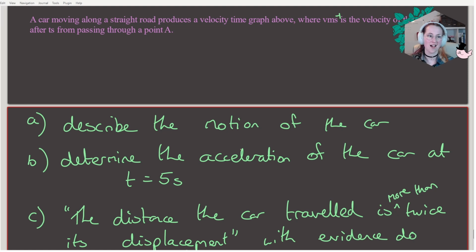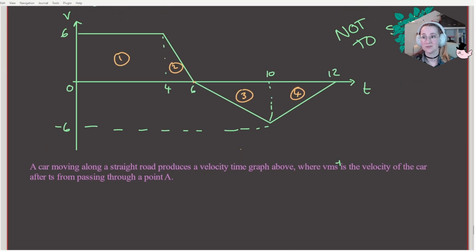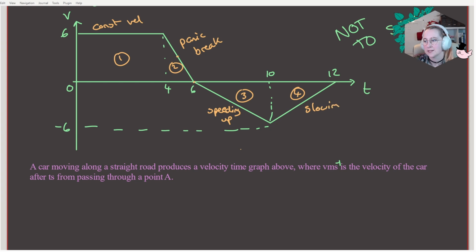Determine the acceleration of the car at t equals 5. So at t equals 5, we're at like here. We're in that panic braking section. So yeah, constant velocity, panic brake, speeding up, slowing down.